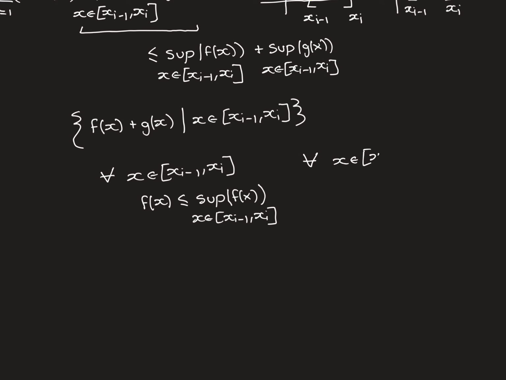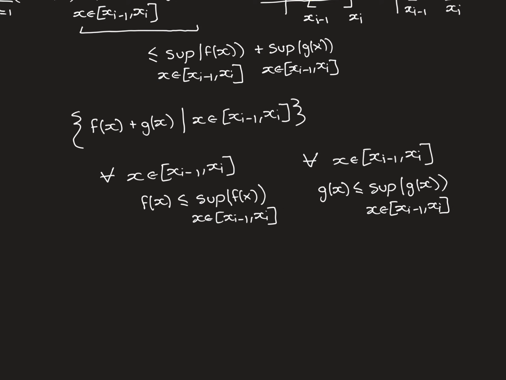I note that for all x an element of the interval xi minus 1 to xi, the value of g of x is going to be less than or equal to the supremum of g of x, where x is allowed to vary over that interval xi minus 1 to xi. Again, that's the definition. All the values of g of x in this interval are going to be less than or equal to the supremum of the values of g of x in that interval.